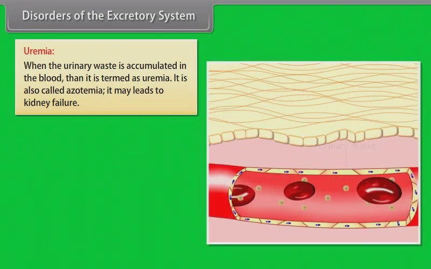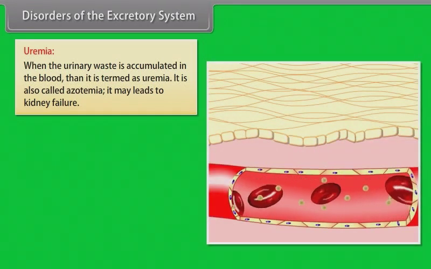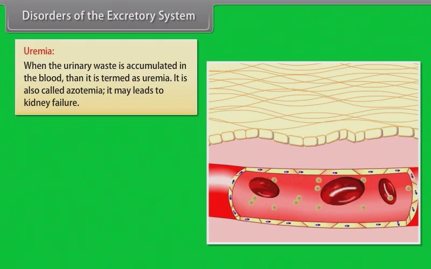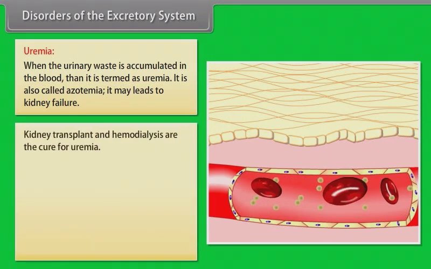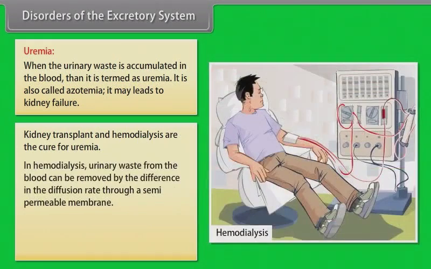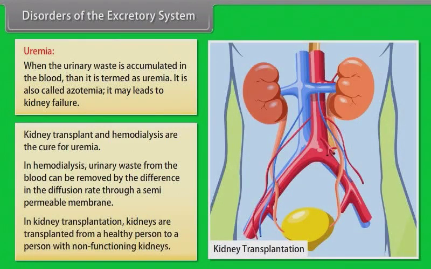Disorders of the excretory system. Uremia. When urinary waste is accumulated in the blood, it is termed uremia. It is also called azotemia. It may lead to kidney failure. Kidney transplant and hemodialysis are the cure for uremia. In hemodialysis, urinary waste from the blood is removed by the difference in the diffusion rate through a semi-permeable membrane. In kidney transplantation, kidneys are transplanted from a healthy person to a person with non-functioning kidneys.